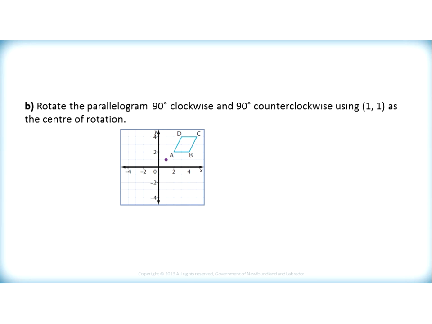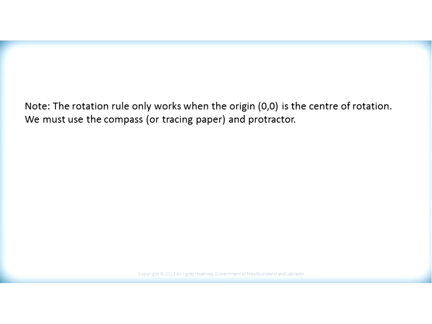Well, 1, 1 is not the origin, so my center of rotation has moved. As a result of that, the rotation rule will not work how we like it to. The rotation rule only works when the origin is the center of rotation. The origin is always 0, 0. So in this case, we must use our compass, or tracing paper if you don't have access to a compass, and a protractor to perform our rotations.